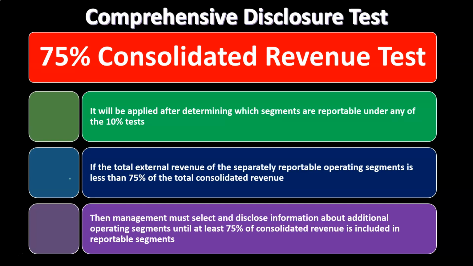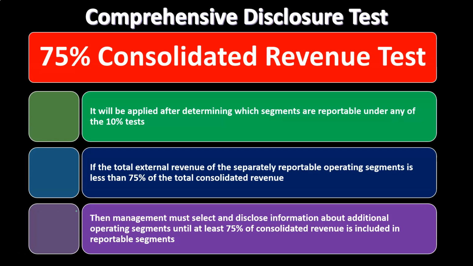So you're going to do the 10% tests. You're going to break out the segments that apply, where one of those rules means that we have separate reporting. Once done, you're going to take a look at those and say, okay, now we need to have at least 75% reported in separate segments. Therefore, if the items that we did the 10% tests on are not adding up to the 75% rule, then management must select and disclose information about additional operating segments until they get to that 75% rule.